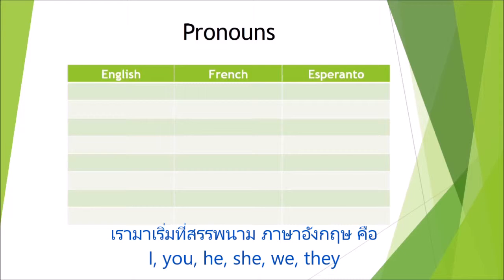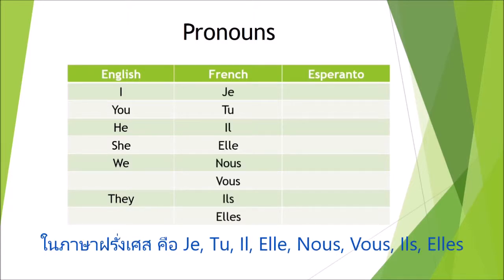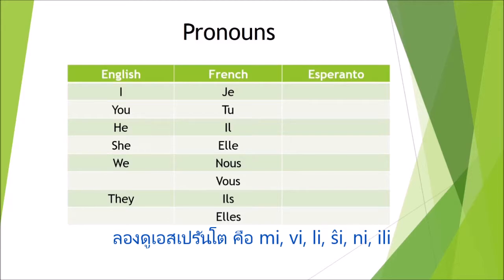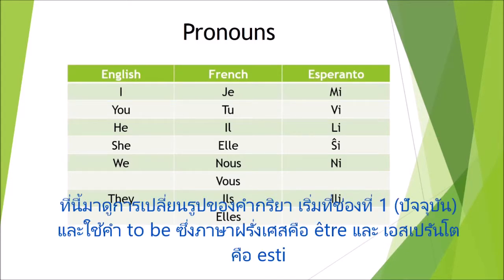In English, we have I, you, he, she, we, and they. In French, we have je, tu, il, elle, nous, vous, which is you plural, il and elle. Now let's take a look at the Esperanto. So we have mi, vi, li, ŝi, ni, and ili. So pretty straightforward so far.